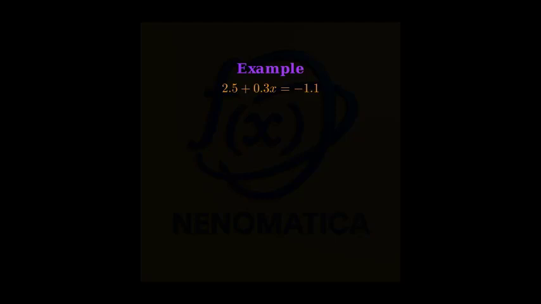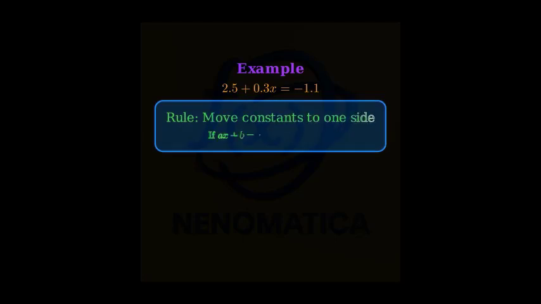The first step is to isolate the term with x on one side. Let's move the constant 2.5 to the right side of the equation. To do this, we subtract 2.5 from both sides. This gives us 0.3x equals negative 1.1 minus 2.5.